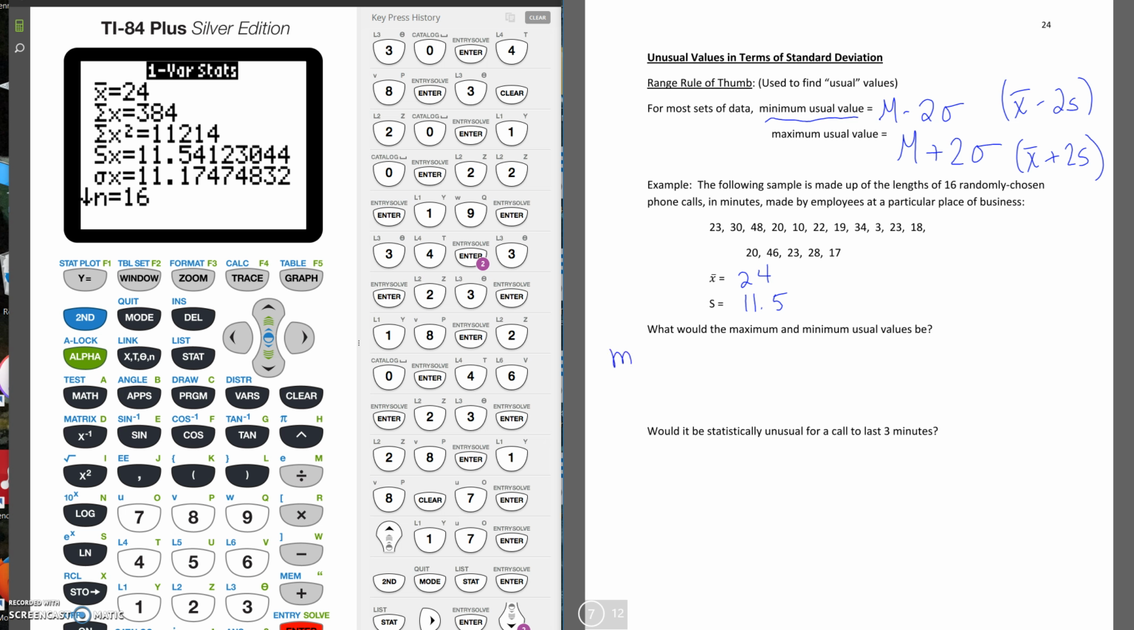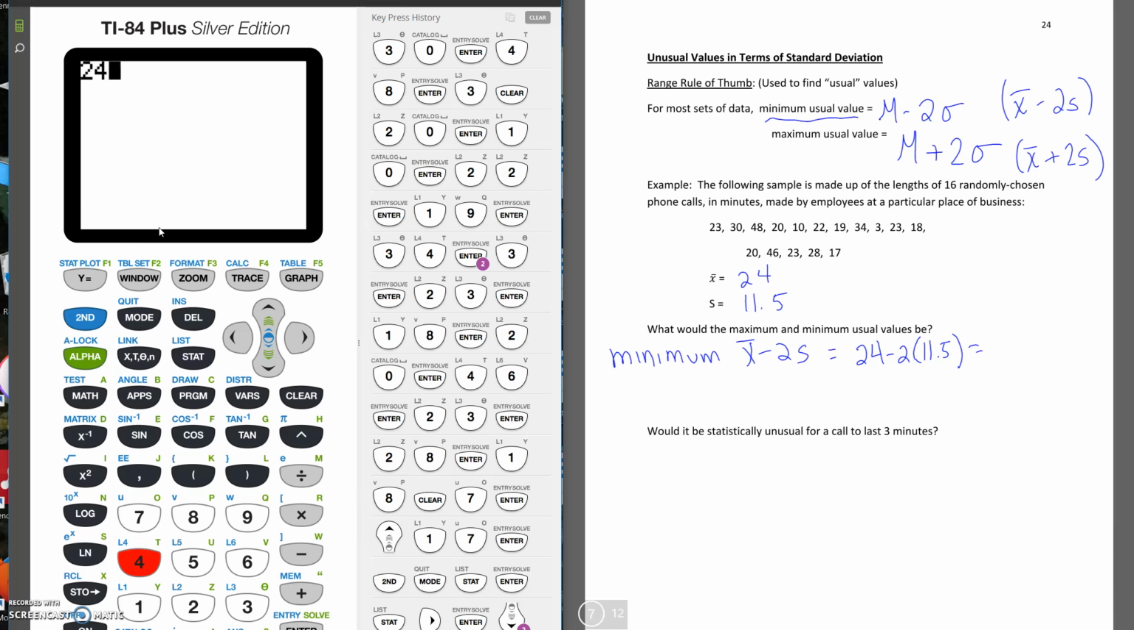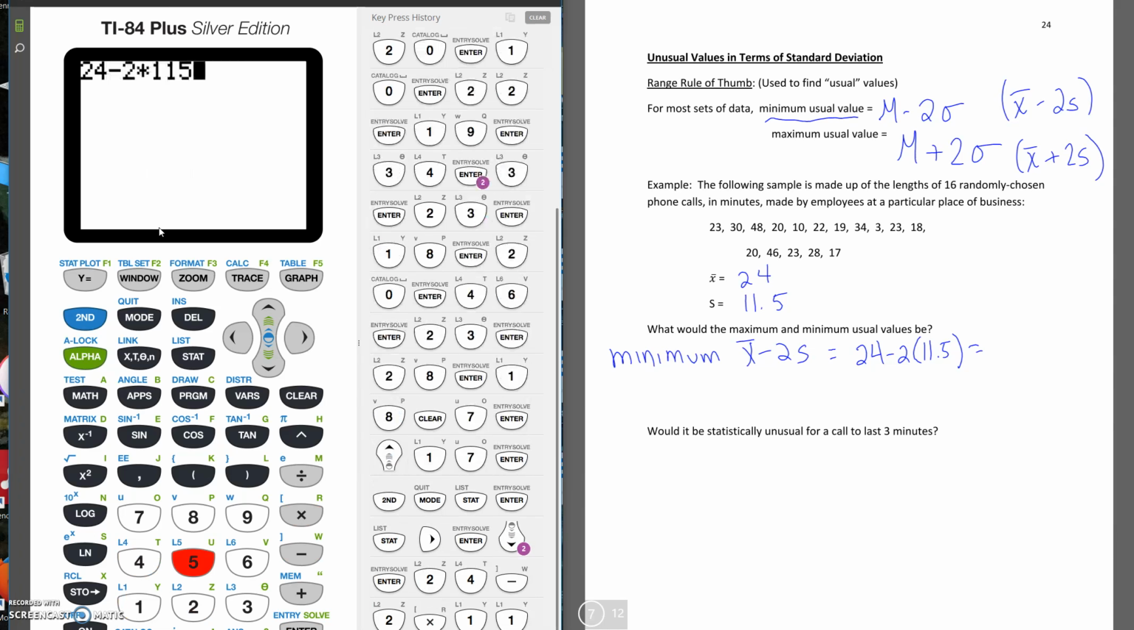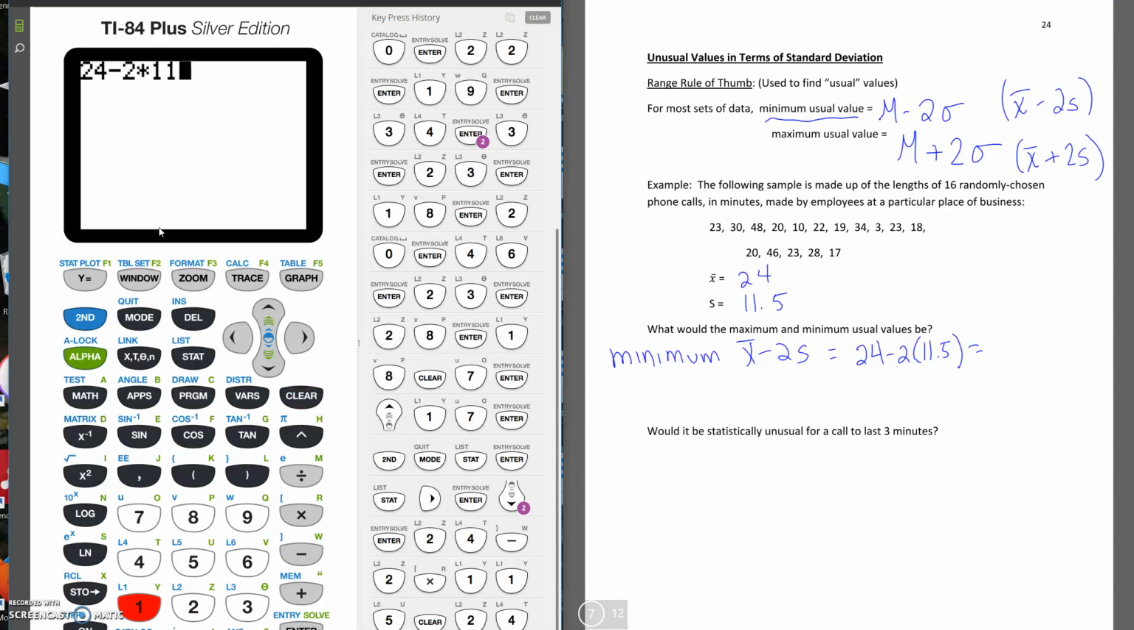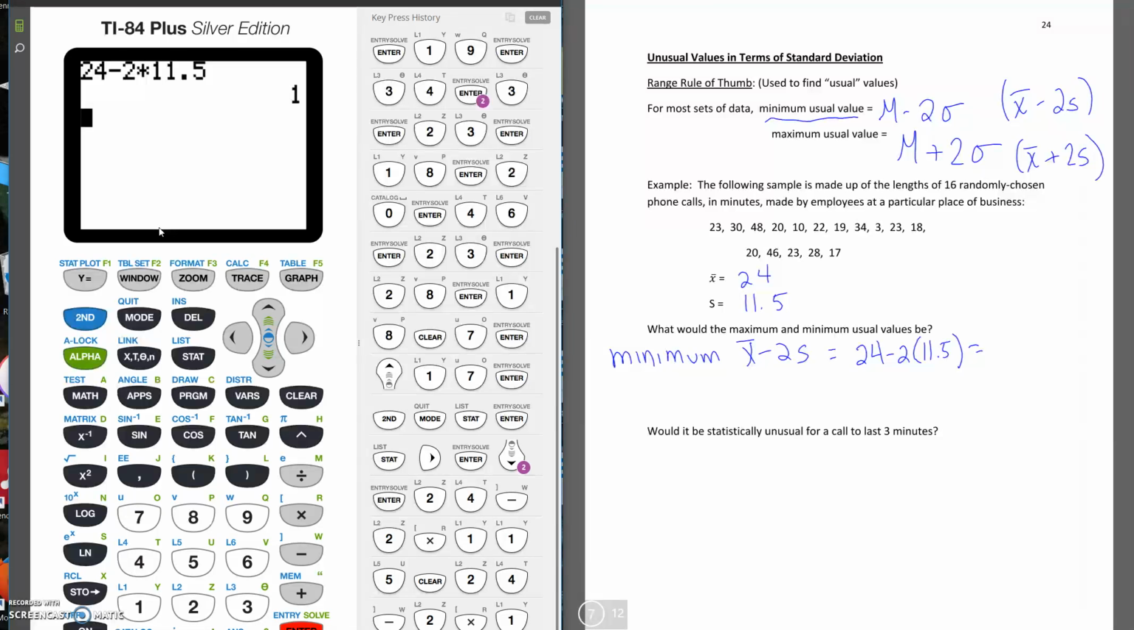So the minimum usual value would be, remember, x bar minus 2s. So it'll be 24 minus 2 times 11.5. We can just do that in the calculator. So there we get 1. So anything below 1 would be considered unusual.